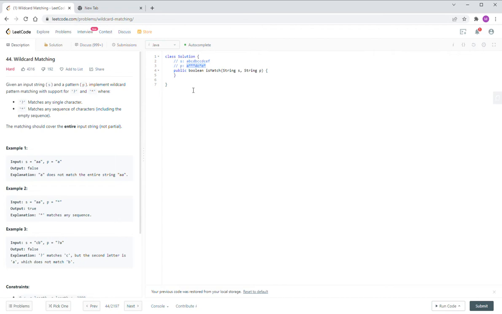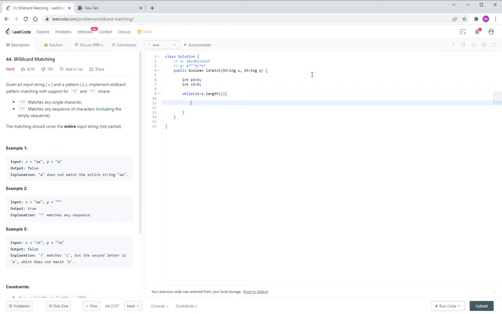So the whole policy is we have 2 pointers. PI means the pattern pointer, and SI is the input string pointer. We will use these pointers to get the letters and compare. So the input pointer should be less than the input length, right?